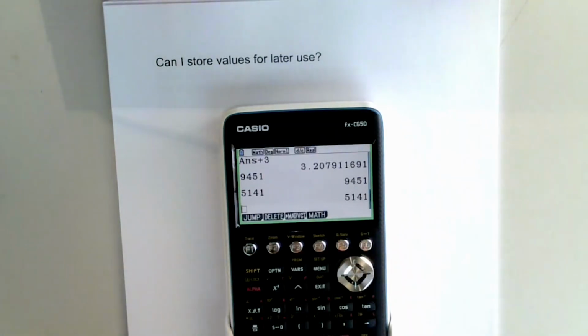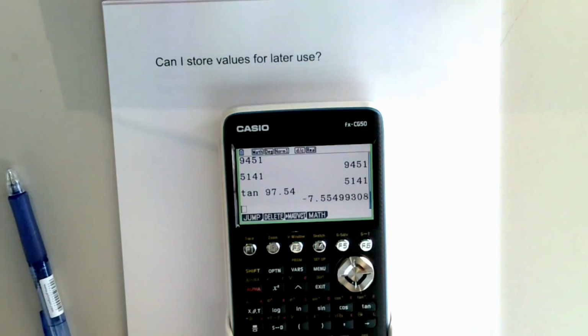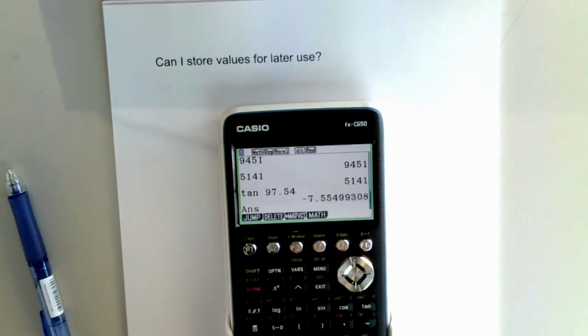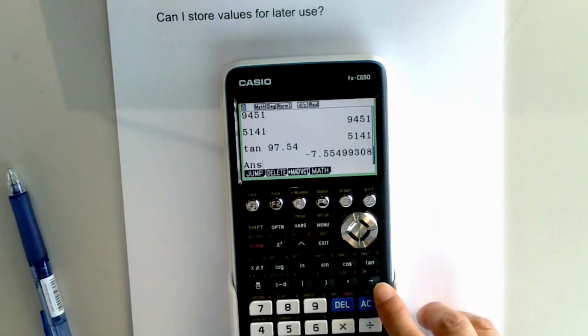Yes. So for example, I have cosine, I want tangent, tangent 97.54 degree. It's a very important value. I need to store it somewhere. To do so, you need to put the answer, which is the value we have. And then there's an arrow here, if you can see it, right behind the 10. Press the answer again.